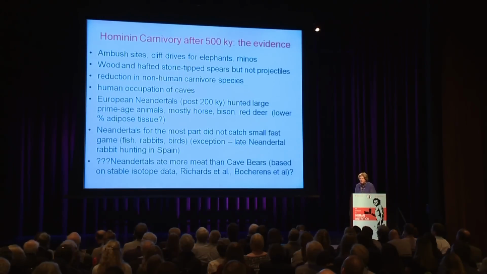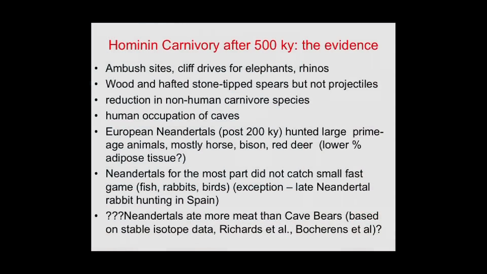What kind of evidence do we have that humans were actually doing this kind of carnivory? We know that Neanderthals were occasionally driving big animals off a cliff, that they had wooden spears, but they also had very occasionally hafted stone-tipped spears, but there's no evidence that they had projectile weapons. There is some evidence that they were beating out the carnivores, whether it's because they were hunting their prey or living in their caves is unclear.